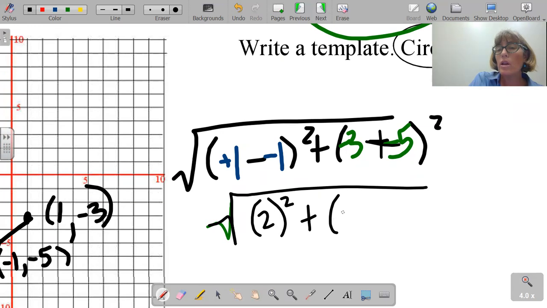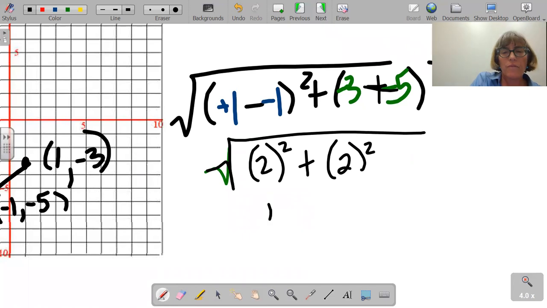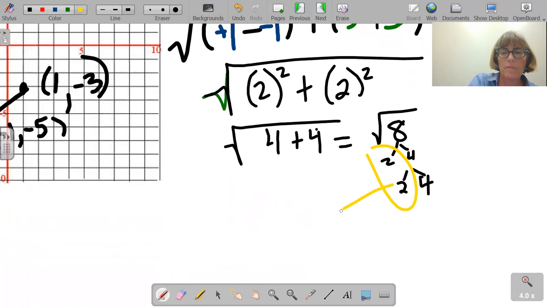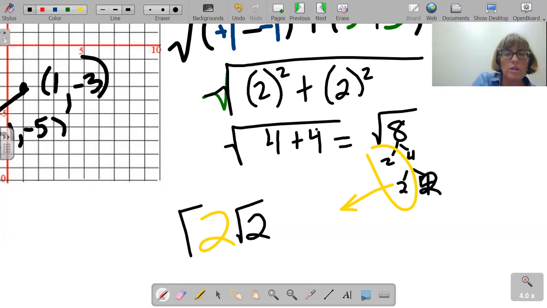That's going to be 2 squared. 4. Square root of 8. When you simplify, 2's come out. You end up with 2 root 2 is your distance.